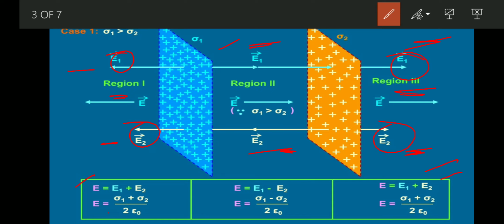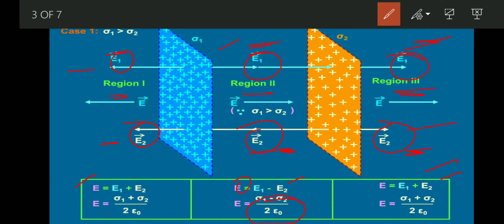Now consider region 2. In region 2, E1 and E2 are acting in the opposite direction, and we have considered that sigma 1 is greater than sigma 2. Since they are in opposite directions, the net electric field will be E1 minus E2, and substituting the values we will get this relation, that is sigma 1 minus sigma 2 upon 2 epsilon naught.